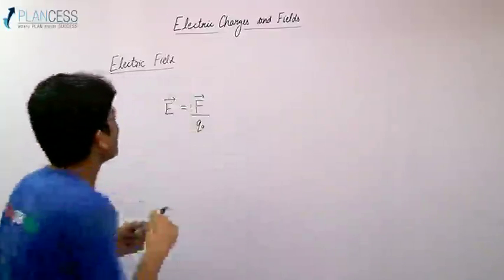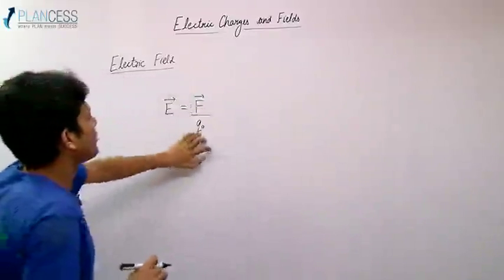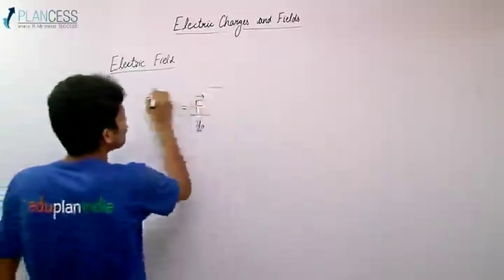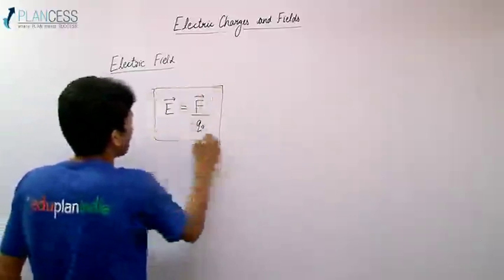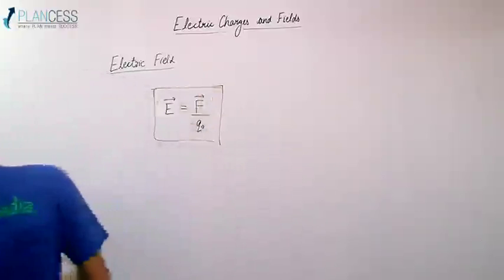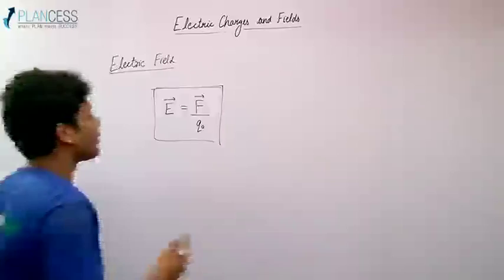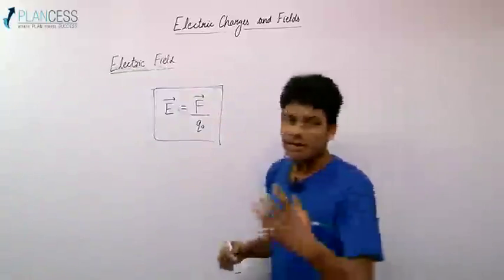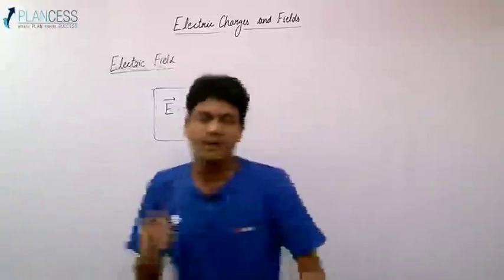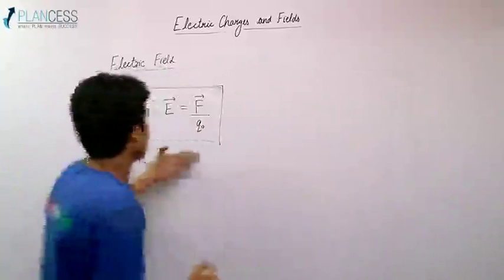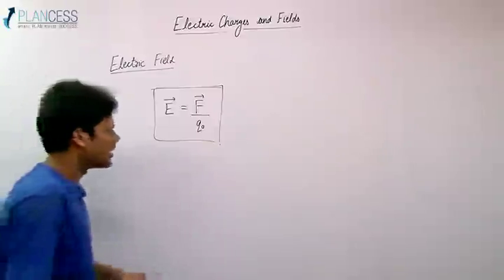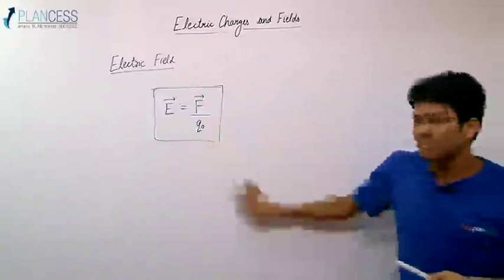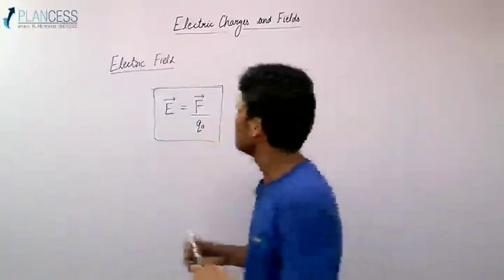So mathematically, electric field can be defined as the force acting on a Q0 charge at a point. As you can see, electric field is a vector quantity and its direction is given by the total amount of force acting on the Q0 charge at that point, at the point where we are calculating the electric field. So this is basically the mathematical definition of the electric field.